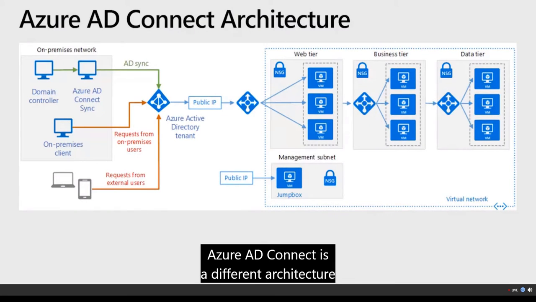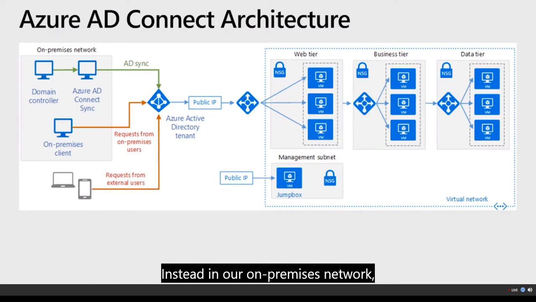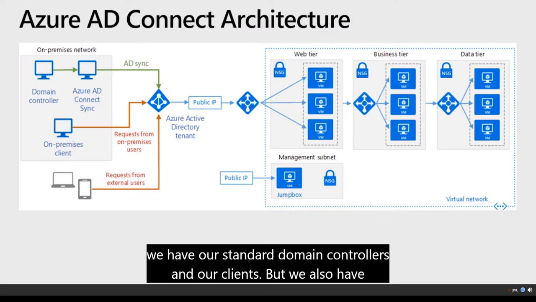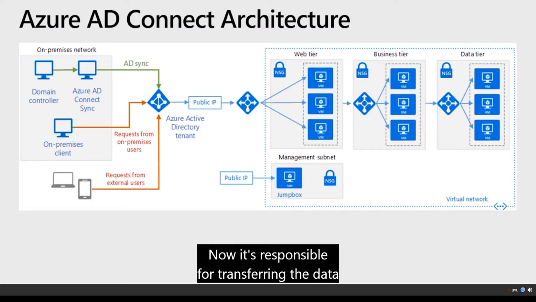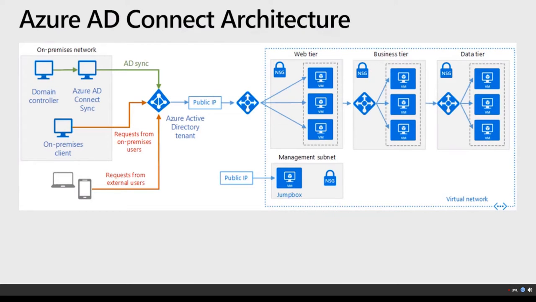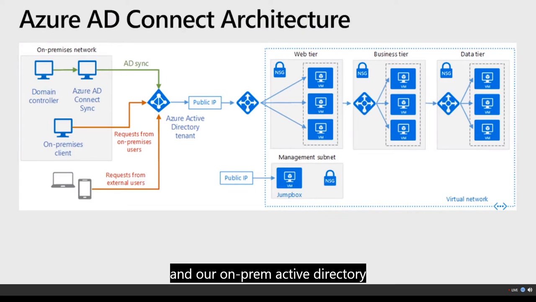Azure AD Connect is a different architecture because we don't have those domain controller servers anymore inside Azure. Instead, in our on-premises network, we have our standard domain controllers and our clients, but we also have a server that is running the Azure AD Connect sync service. It's responsible for transferring the data between the information inside the domain controller in our on-prem Active Directory into our Azure Active Directory tenant.